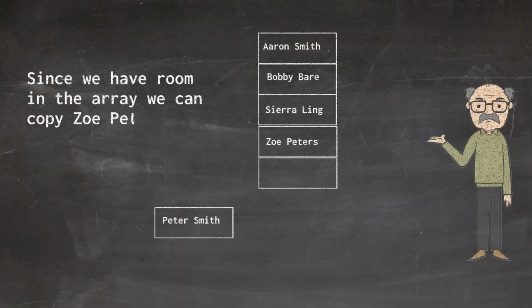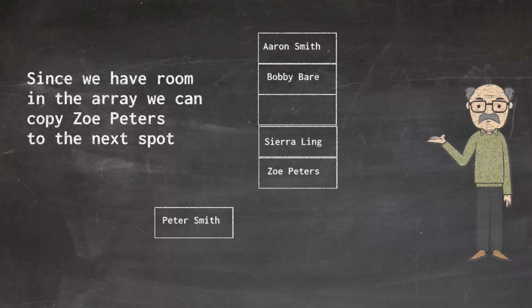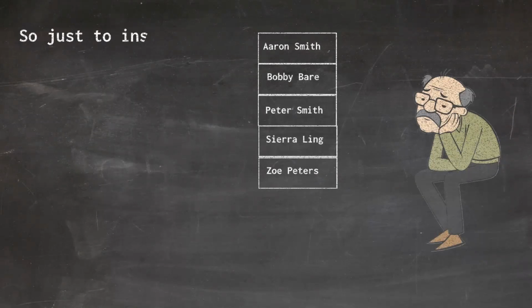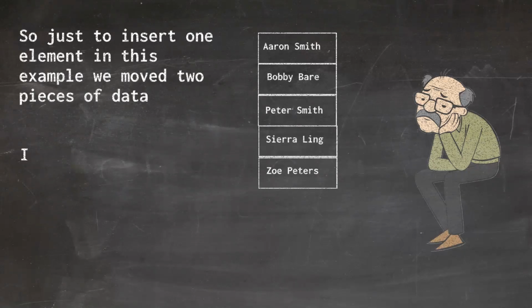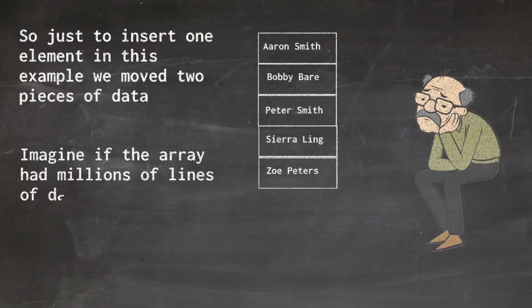Okay, since we have room in the array, we can copy Zoe Peters down to the end of the array and do the same thing for Sierra Ling, leaving us space to insert Peter Smith into the array. In order to insert one piece of data, we had to move half of our data. Imagine if we had millions of pieces of data, we would have to do a lot of work. There has to be a better way.